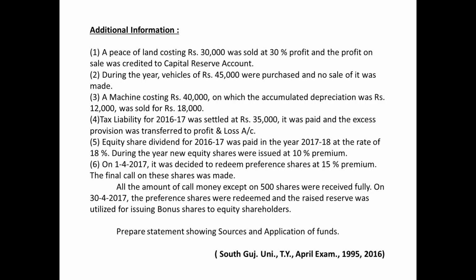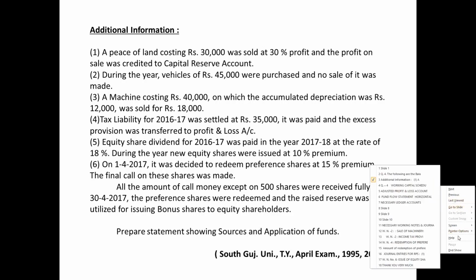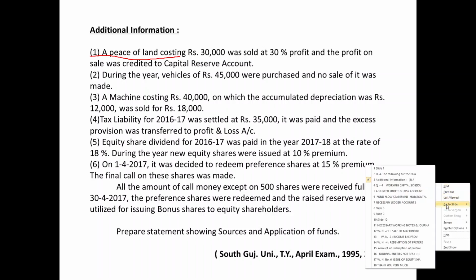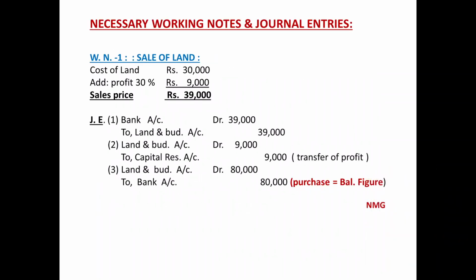Item number 1, a piece of land costing rupees 30,000 was sold at 30% profit, and the profit on sale was credited to capital reserve account. Let us prepare a working note as usual. First working note for the sale of land. Have a look.